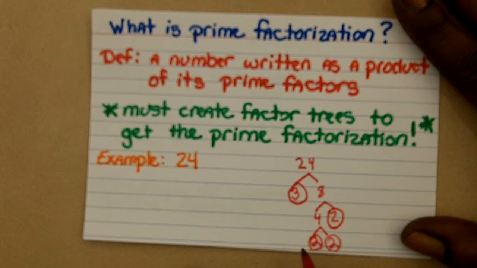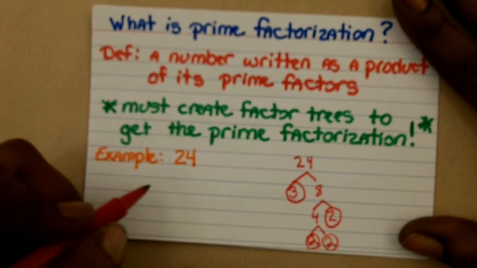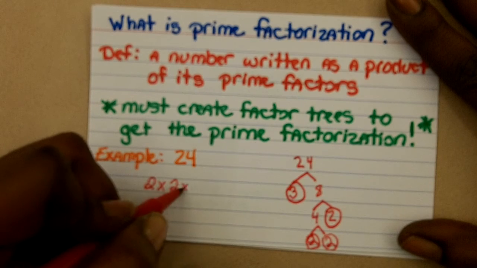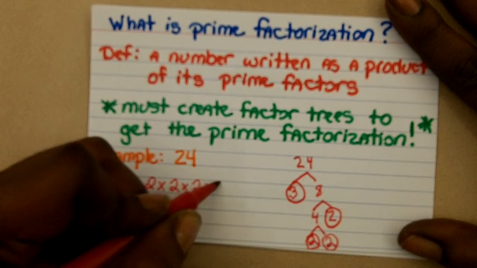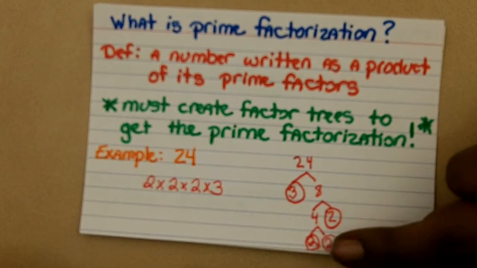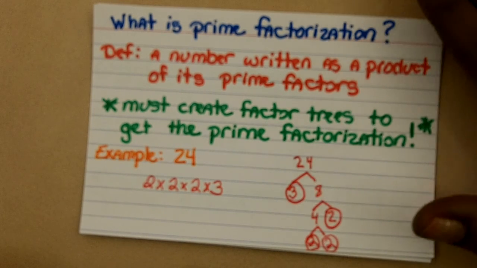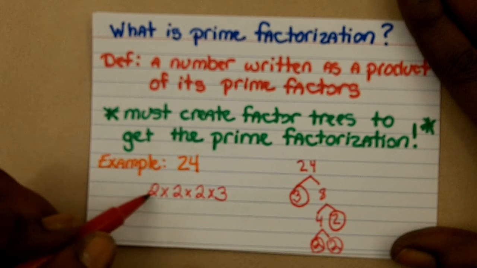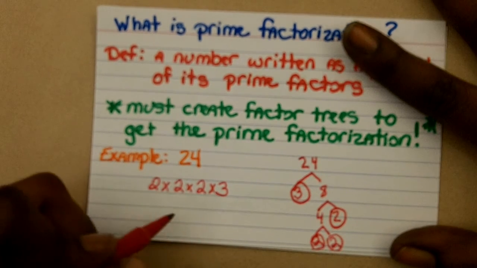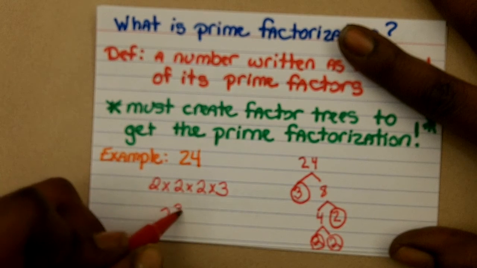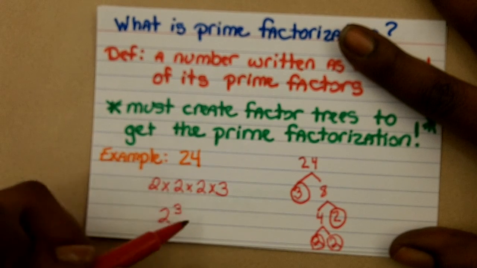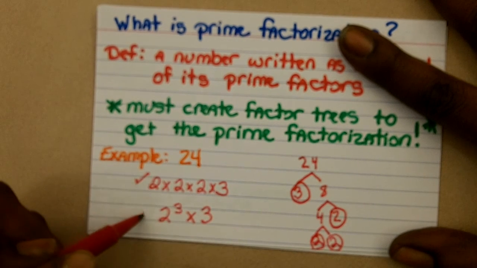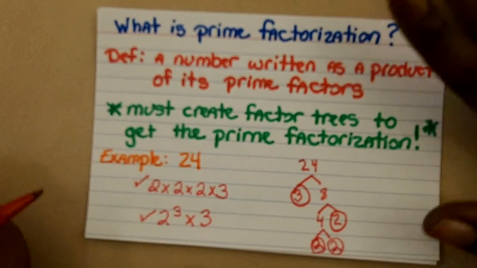Therefore, the prime factorization for 24 we could write as 2 times 2 times 2 times 3. Again, three 2s and one 3. Or I can write it in what we call exponential form. We've learned that 2 times 2 times 2 is the same thing as 2 to the third power. There are no more 3s, so I'm just going to bring down times 3. Either way, we've written the prime factorization for 24.